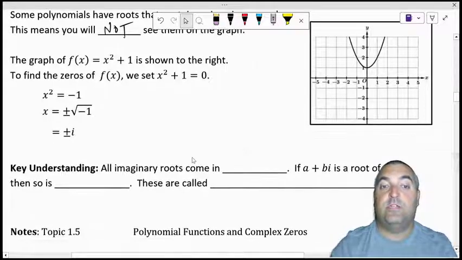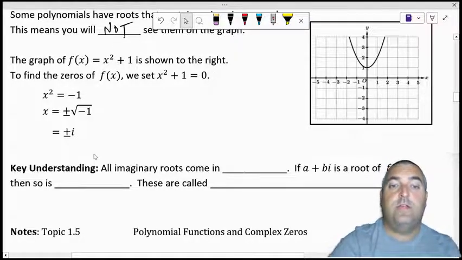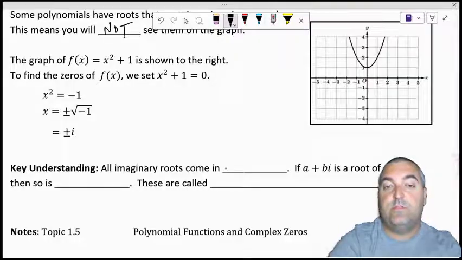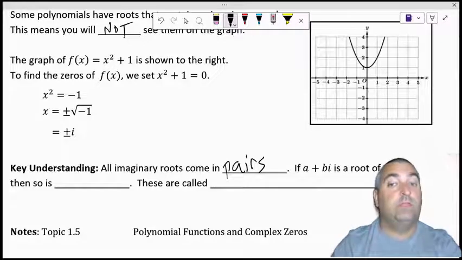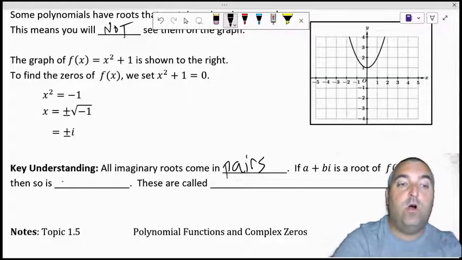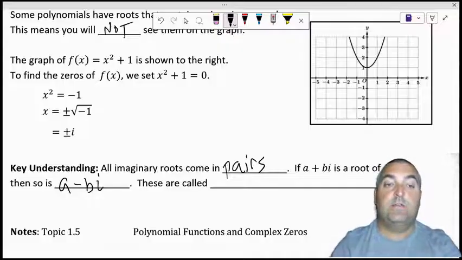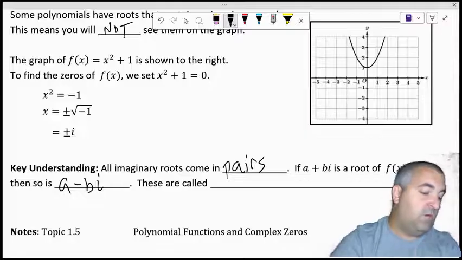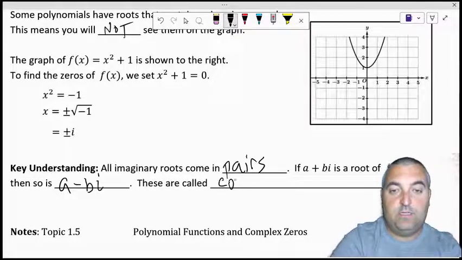The other thing that's really interesting with these imaginary zeros is that all imaginary roots come in pairs. So what that means is if a plus bi is a root of f of x, and you are just told that, you also get for free that a minus bi is also a root. These are what we call conjugate pairs.